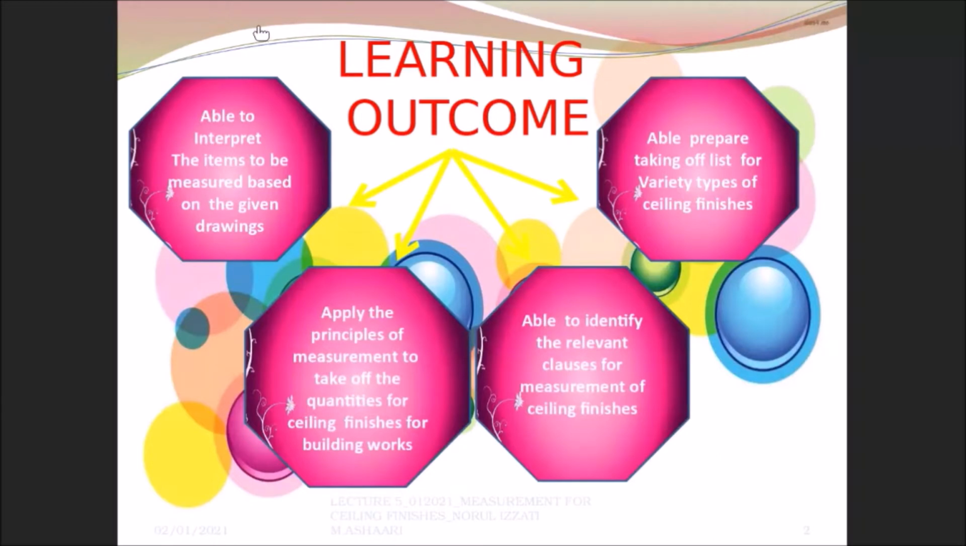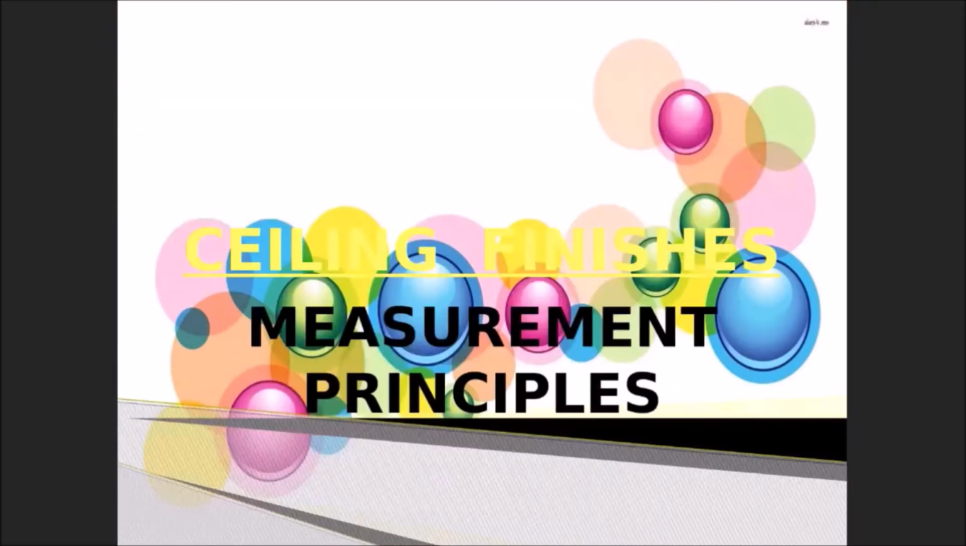Right, as the first part, of course, you need to know how to interpret the item from the drawing. So this is actually interpretation of the item to be measured. And then, of course, after that, you need to prepare taking off list. This is the second one. Prepare taking off quantities. And then, of course, prepare the BQ at the end. When you prepare taking off list, you need to prepare the unit of measurement and identify the item based on the clauses. Okay, so basic learning outcome are there.